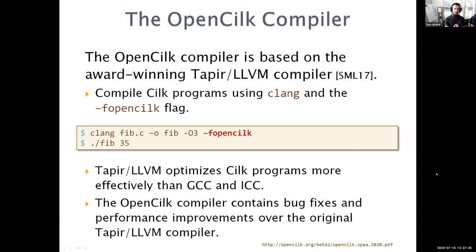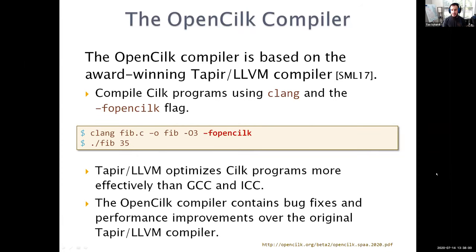You're going to compile your Cilk programs using Clang, and you want to use the flag -fopencilk. So as shown on the slide, you can compile a program using Clang and -fopencilk, and then just run the executable, and you should be running using Cilk. And we'll see more of this later on during the hands-on demo part of the presentation.